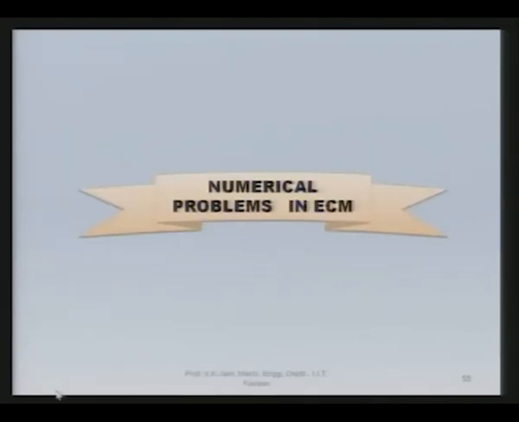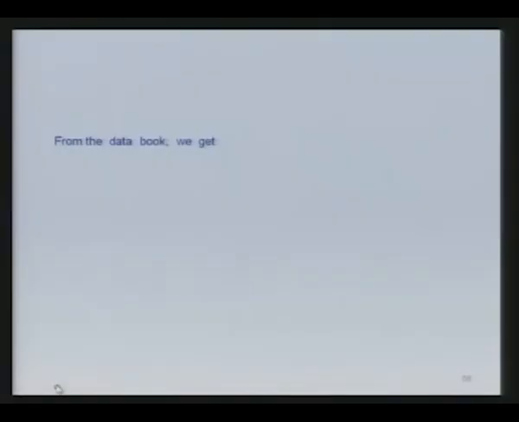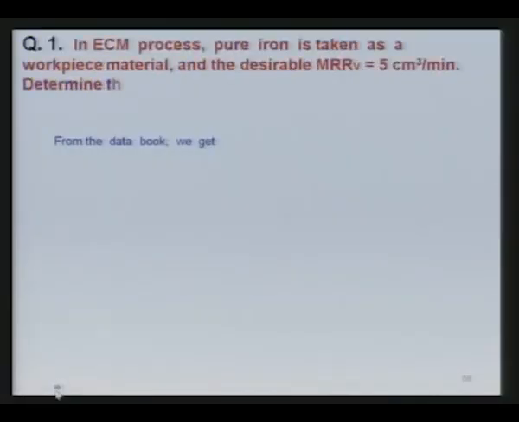Now, with this introduction to the basic theory of electrochemical machining, let us attempt to solve some of the numerical problems in electrochemical machining cases. Let us take the first problem. In the ECM process, pure iron is taken as a workpiece material, and the desirable volumetric material removal rate is 5 cubic centimeter per minute. Determine the current required to achieve this particular material removal rate.